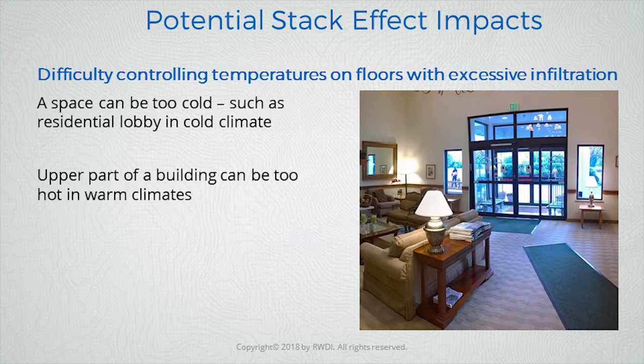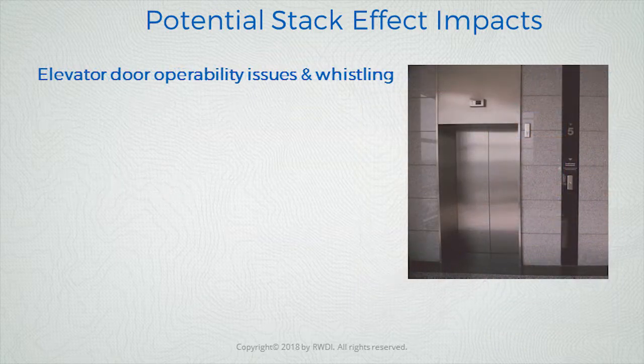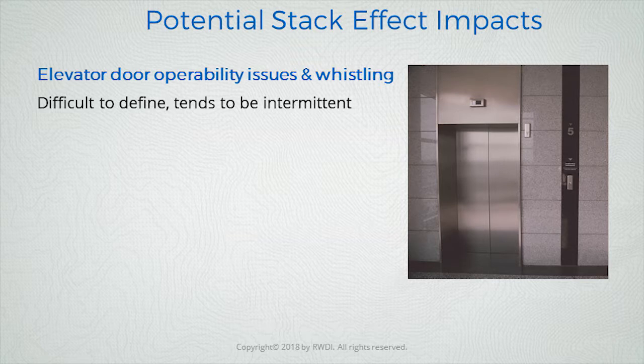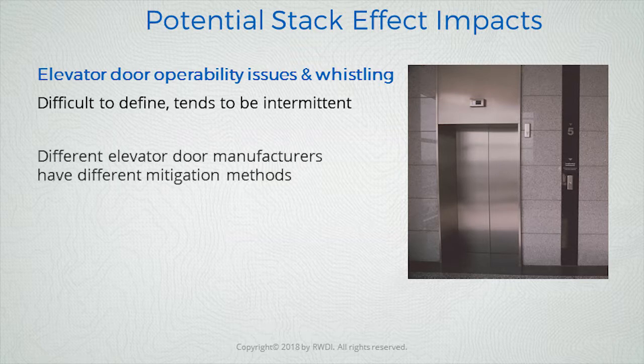Another example of problems we see is with elevator door operability. And what we mean by that is an elevator door starts to close and it's not able to close completely. It's difficult to define where that happens. It's intermittent, and different elevator door manufacturers have different mitigation strategies. So for example, some might adjust the force of the closer, some might adjust the seals around the elevators to relieve the pressure. So there's a variety of things there, and I'll show you a picture of an example of that failure later on.